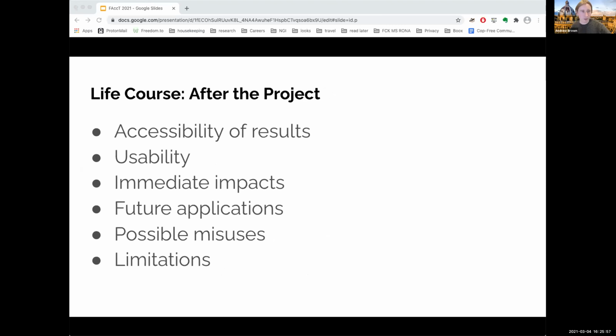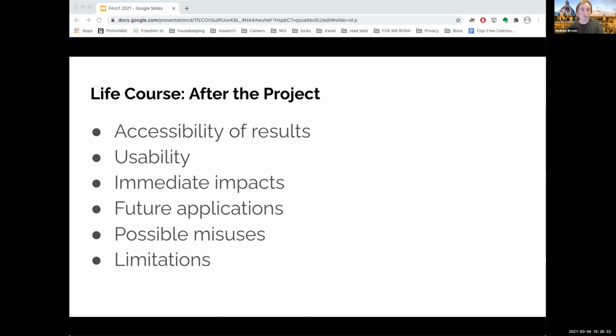So the final part of the life course that we'll talk about is after the project. And this is often a part that people don't think about when doing ethics reviews. You're done with your research, you think it's all over, but your research lives on and you need to plan for that. So first, there's accessibility of results. Where will you publish these results and which groups will have access to them? If your results and findings are widely accessible to anyone, as is often the case in the machine learning community, then how are you making the limitations of your work clear to the different audiences that might have different levels of knowledge?